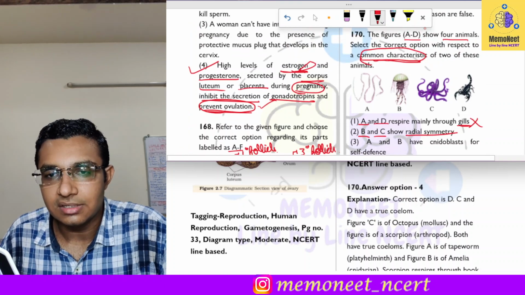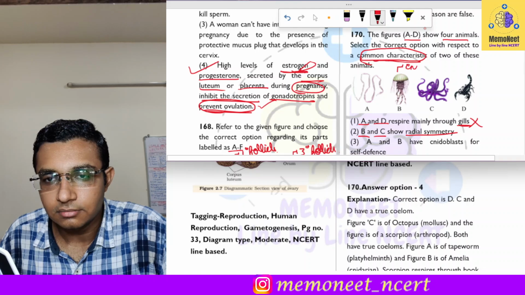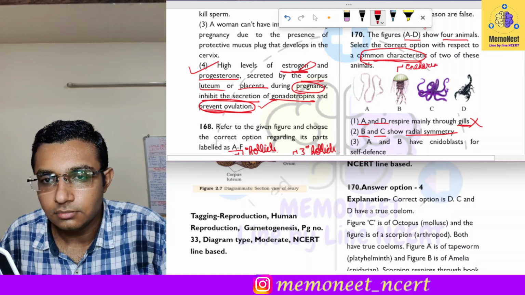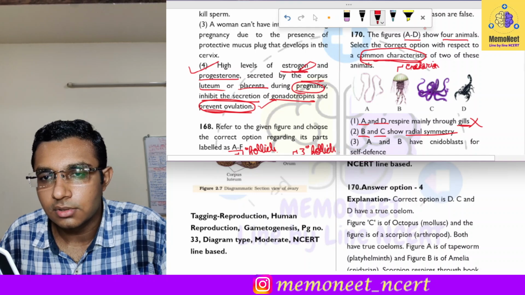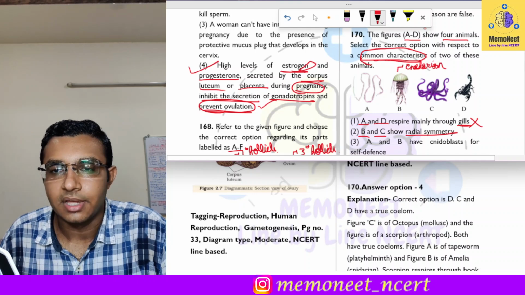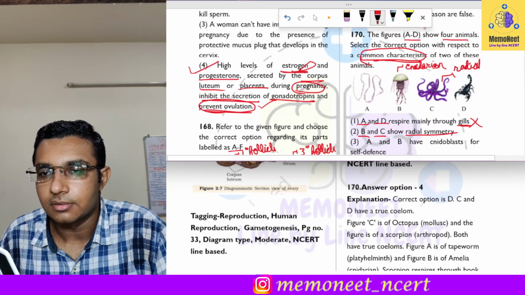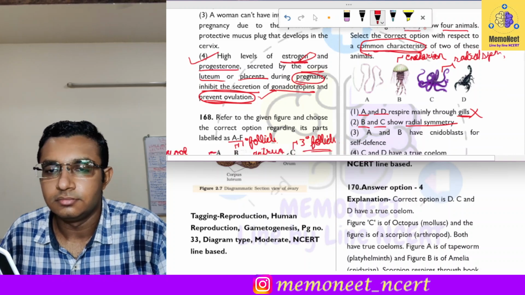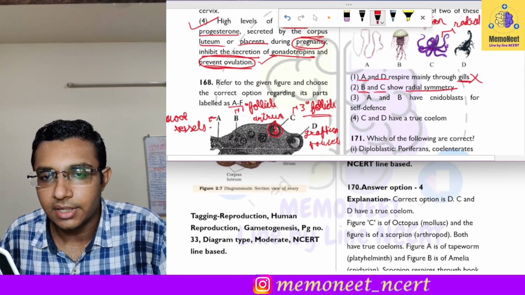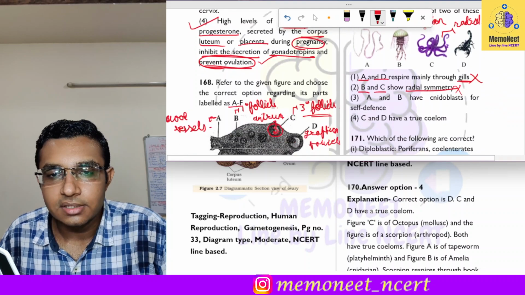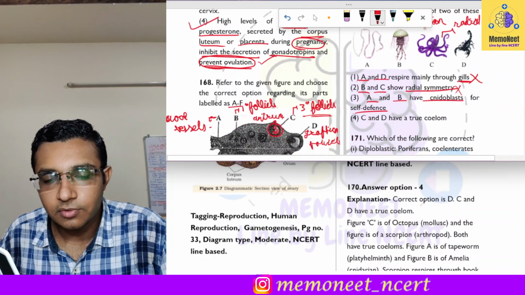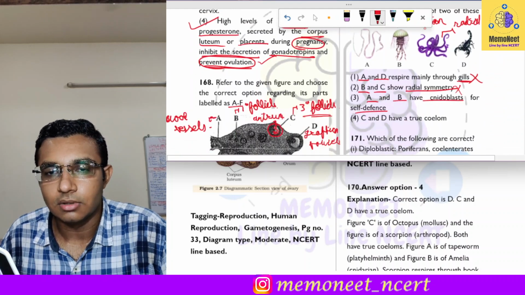Then, B and C show radial symmetry. Now see, B is the cnidarian, which shows radial symmetry, and C is the octopus, which shows bilateral symmetry. So this statement is also incorrect. Next is A and B have cnidoblast for self defense. So this is also incorrect.